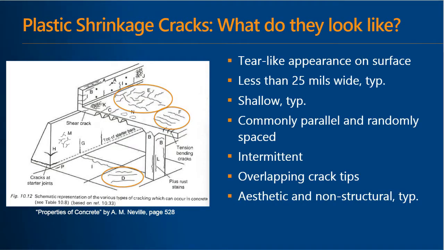So if we look at plastic shrinkage cracking first, you're going to see a tear-like appearance on the surface of your element. They're typically shallow and narrow. They can be commonly parallel oriented to each other. They can also be randomly spaced. They are intermittent or discontinuous along their length. Sometimes you may see those overlapping crack tips like I showed in the image. But the other thing to note is that plastic shrinkage cracks are aesthetic and non-structural typically.